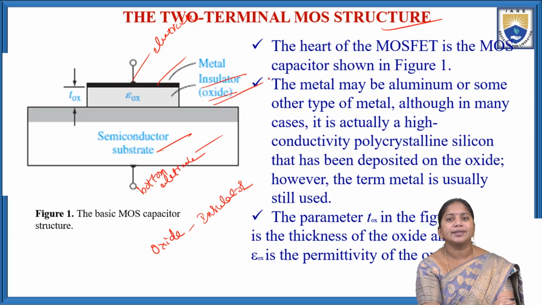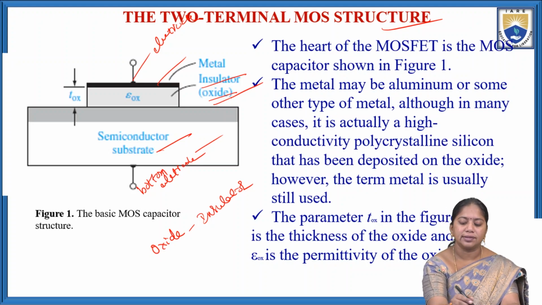This oxide layer is acting as the insulating layer. Here TOX is the thickness of the oxide layer. Epsilon OX is the permittivity of the oxide layer.